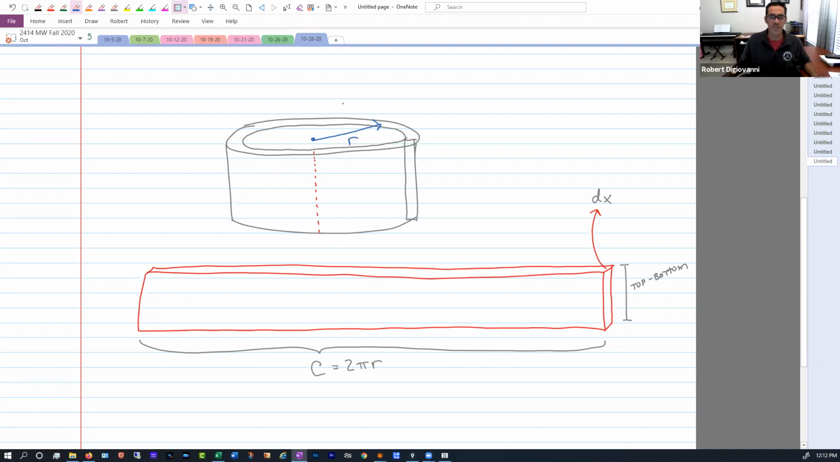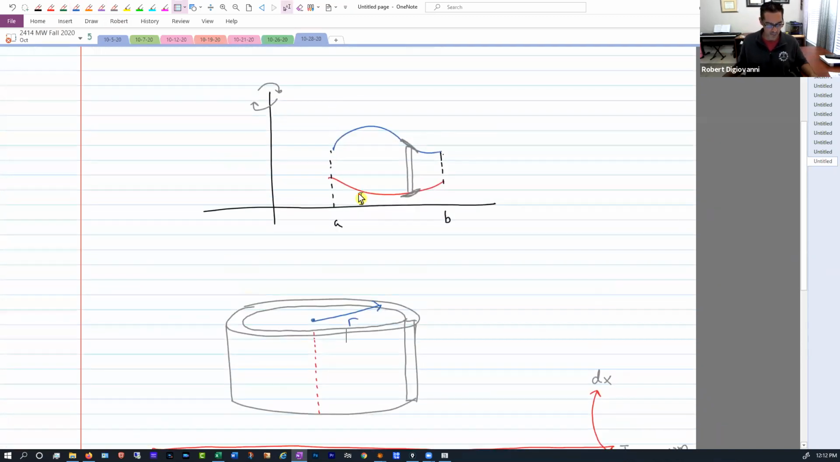The radius. Now go back up to where this came from. This rectangle got wrapped around the y-axis, didn't it? So the distance from the y-axis to that rectangle is the radius. And what did I say that was earlier?